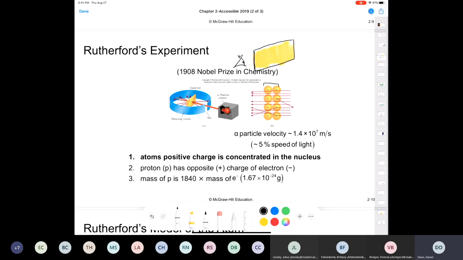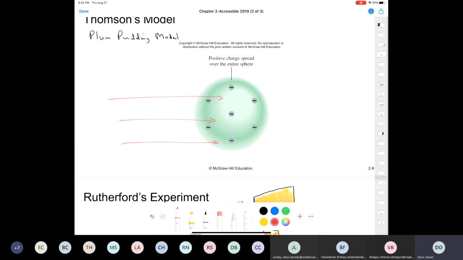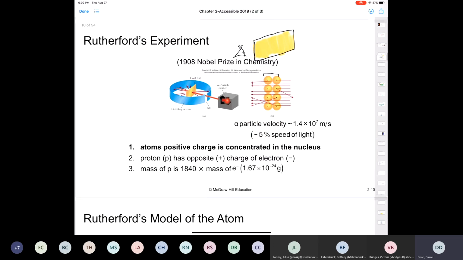foil. And what he figured, based off of the Plum pudding model, is that he should be able to shoot his alpha particles right through, and they'd just fly through because the electrons are just interdispersed throughout the positively charged sphere of the atom.